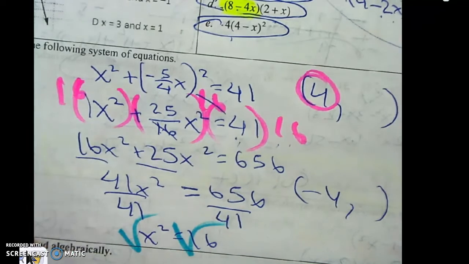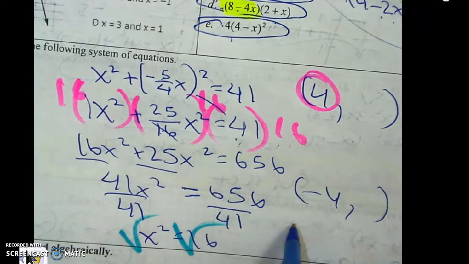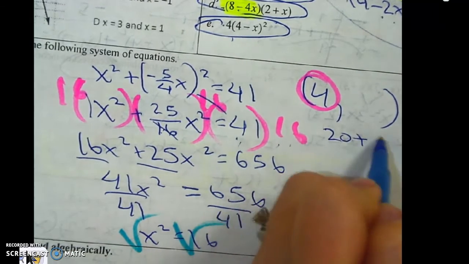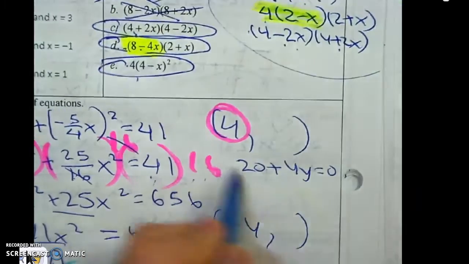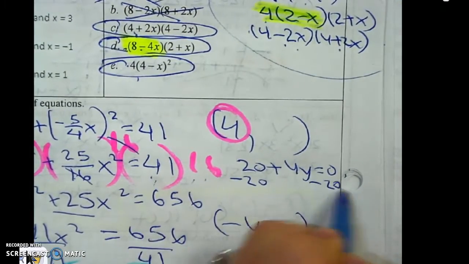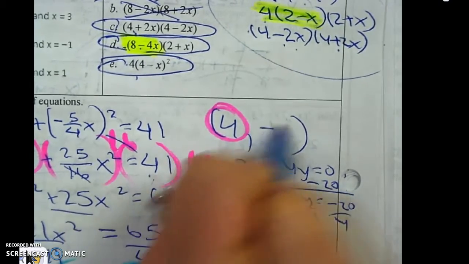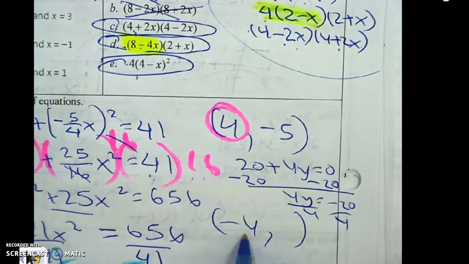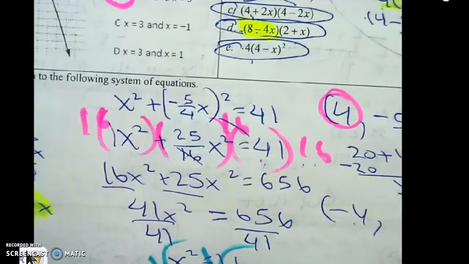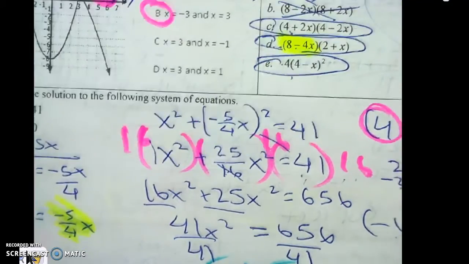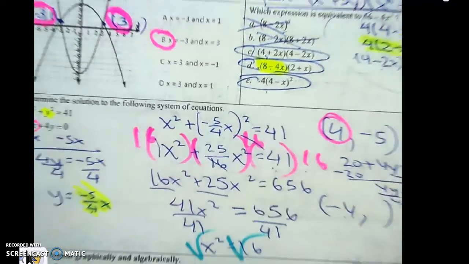And let's see. 5 times 4 is 20, plus 4y equals 0. Move this over. Subtract 20. 4y equals negative 20. Divide by 4. Negative 5. Now I'm going to take this negative 4 and plug it in. Oops, let me just zoom out a little bit.